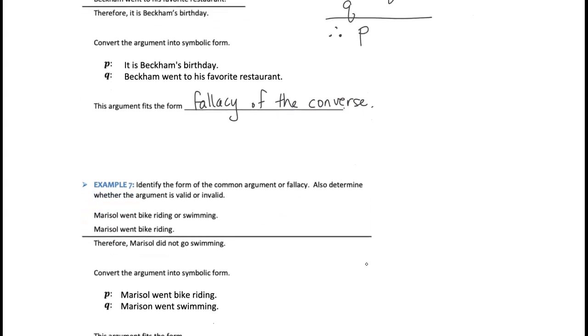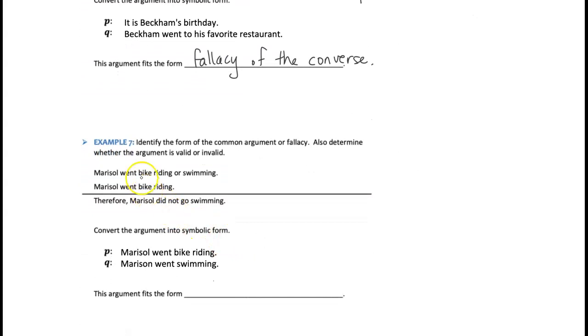Example 7. Again, let's convert our argument into symbolic notation. Marisol went bike riding or swimming. We could make that two statements. Marisol went bike riding, which is statement P, or disjunction, Marisol went swimming, statement Q. The second premise statement, the second given information, is that Marisol went bike riding.